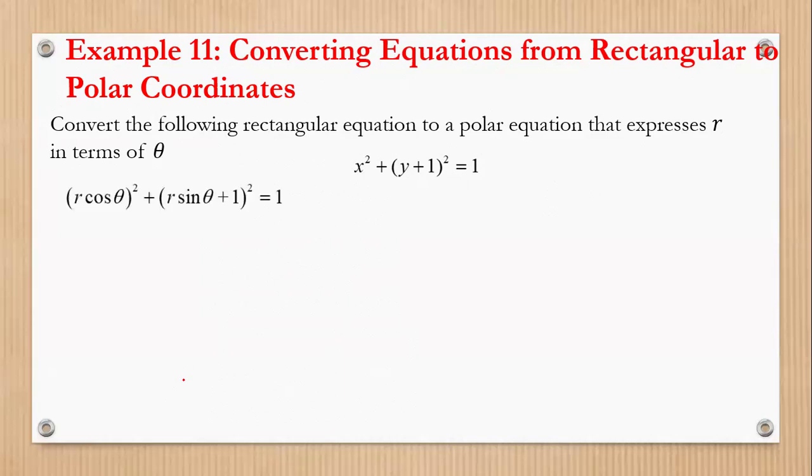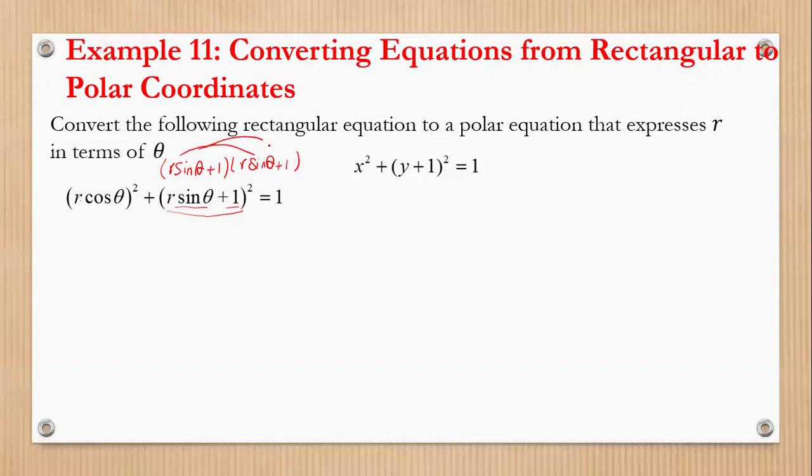Don't forget that we have to keep the squares. Now we need to square each of these parentheses. The first parenthesis has only one term, r and cosine, because they are multiplying. So we just multiply both of them with the square, and we have r squared times cosine squared. But the second parenthesis has two terms. When we have two terms inside the parenthesis and we want to square it, we need to rewrite the parenthesis two times and multiply it by itself. So r sine plus 1 times r sine plus 1.